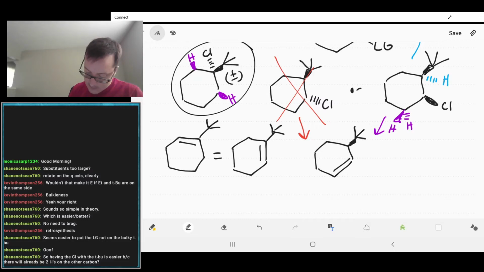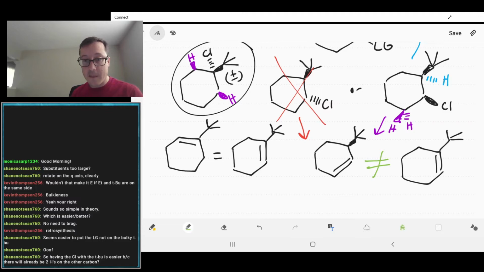However, these two are not the same molecule. Do we see that? They're not the same because the alkene is not in the same spot. The alkene is touching the t-butyl on the right, not touching the t-butyl on the left. Different molecules. However, on the left pair, those are the same molecule. So it doesn't matter which purple hydrogen we eliminate on the left molecule, we'll get the correct answer.